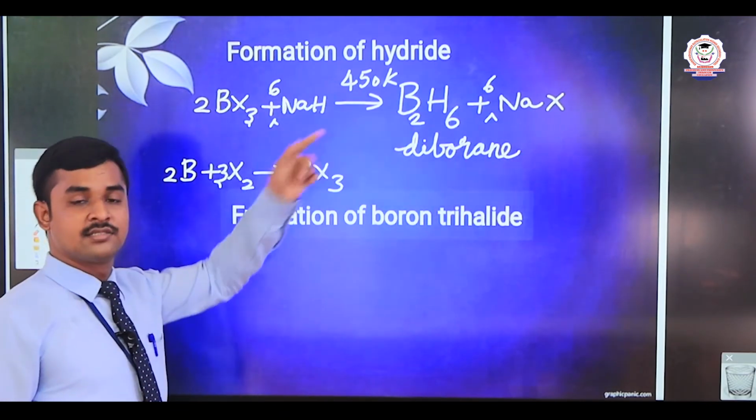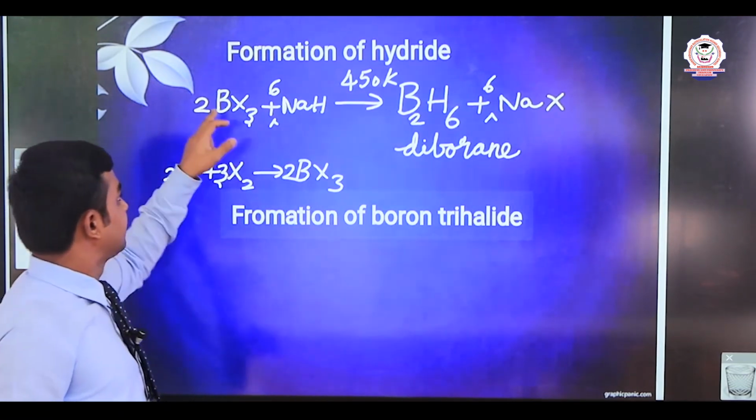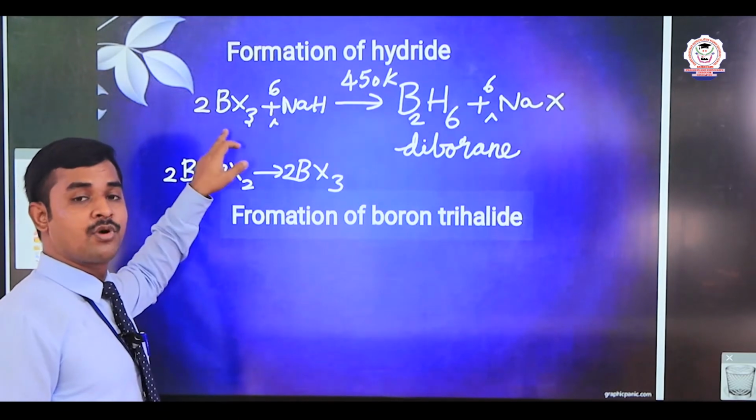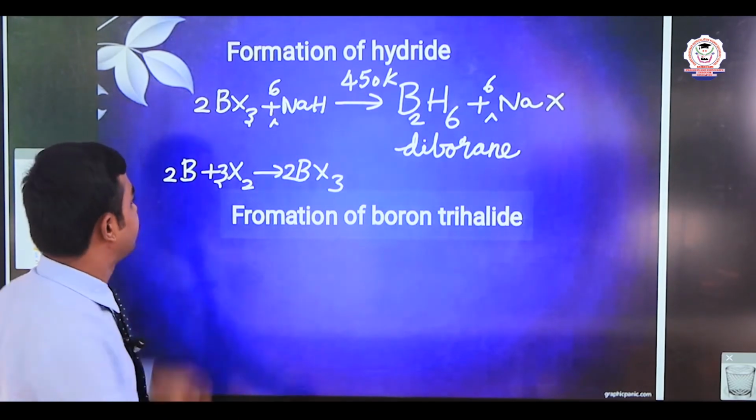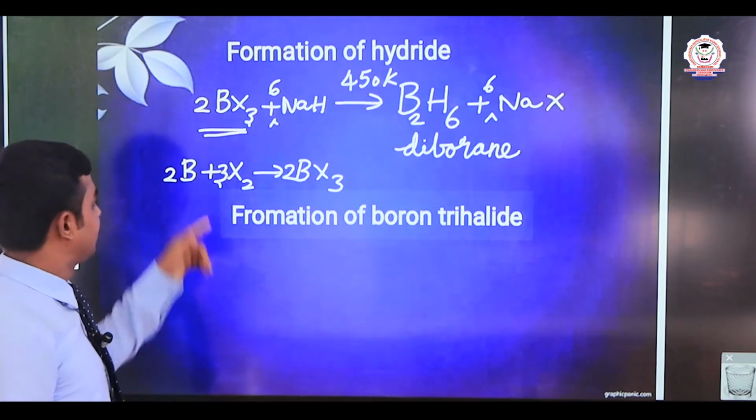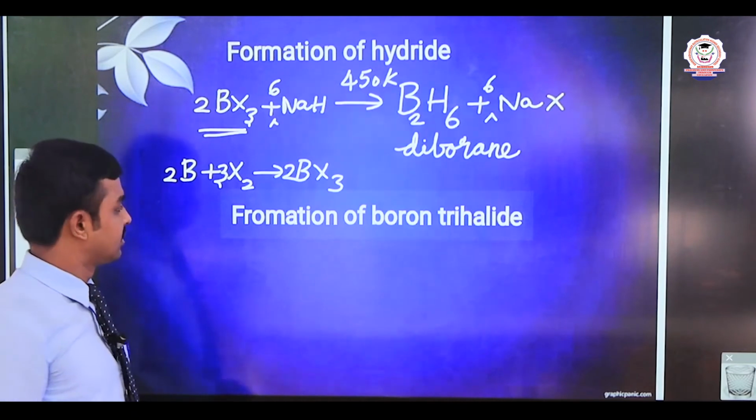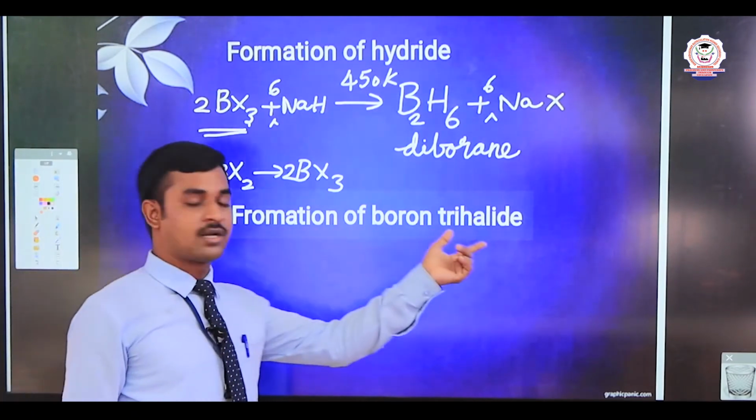Formation of hydride is not directly from boron. It is formed from the boron trihalides. So you note it, from boron trihalide we want to prepare. First we prepare the boron trihalide by reacting boron with the halogens. And next one, formation of boron trihalide.